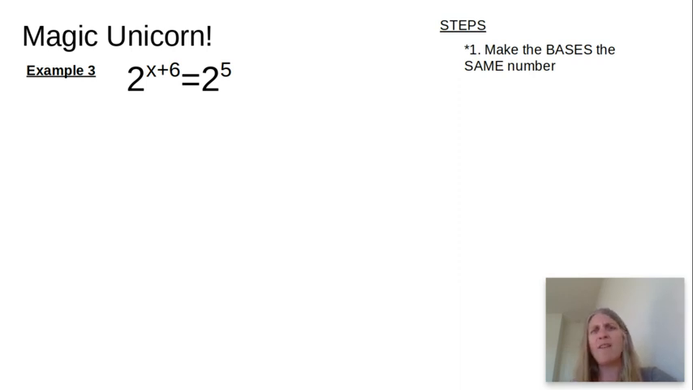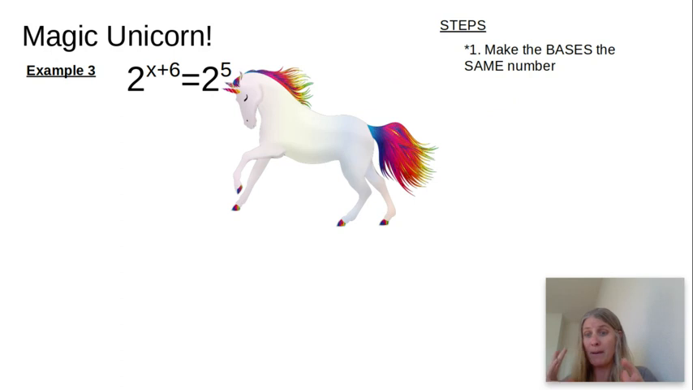So when we have the bases the same, then it's time for our magic unicorn to come in and do its job. Our magic unicorn sees that the bases are the same and it gets all excited, and its horn has glitter coming out of it because it's so proud of you for getting those bases the same.